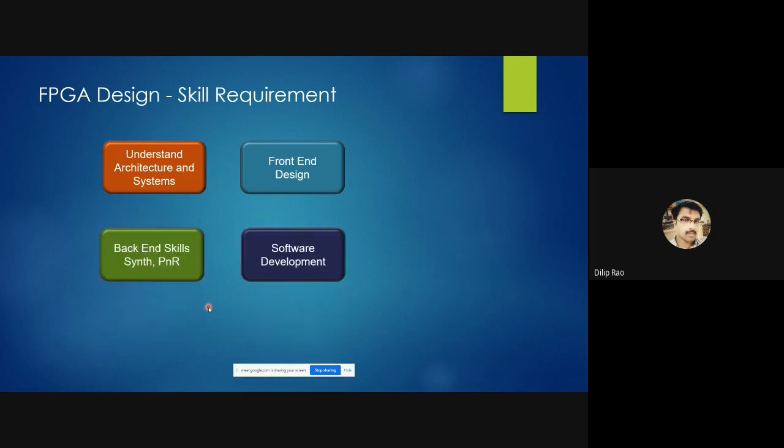Then you have software development. Software also you need to have a good understanding of. In a system, it's not just the hardware. You have several dynamics coming into play. You have software, you need to have boot ROM, and you need to have firmware also coming into play. So you need to have a good understanding of hardware-software collaboration.